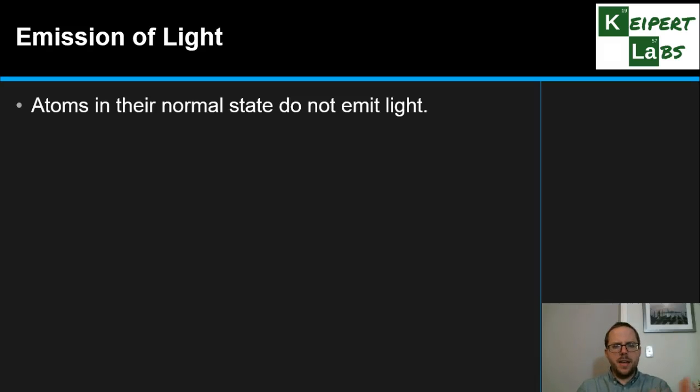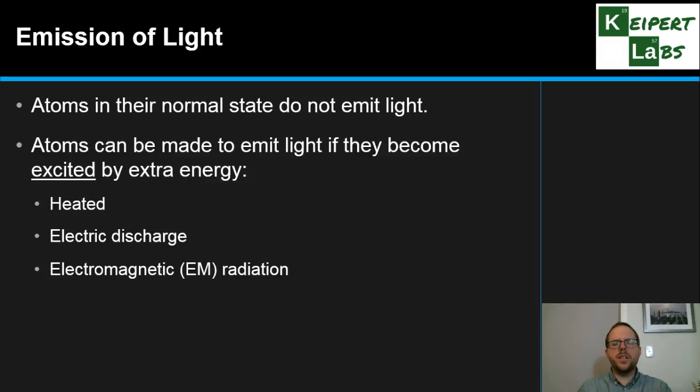One of the fundamental ideas is that atoms in their normal state don't emit light. If atoms are going to be made to emit light, they become excited by absorbing extra energy from somewhere, and that tends to happen in one of 3 ways. Firstly, we would heat it, which is like when you heat up a piece of metal till it's glowing red hot. We excite it with an electric discharge or electricity, or we irradiate it with electromagnetic radiation. So we shine electromagnetic radiation of a certain color or a certain wavelength on it.